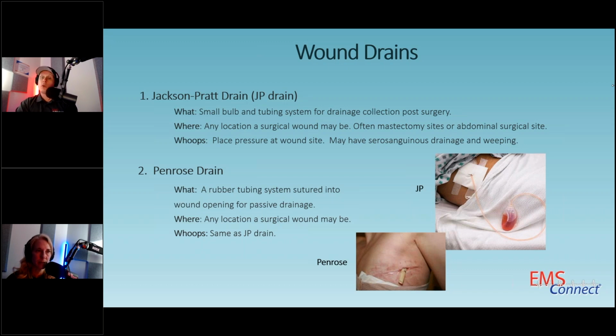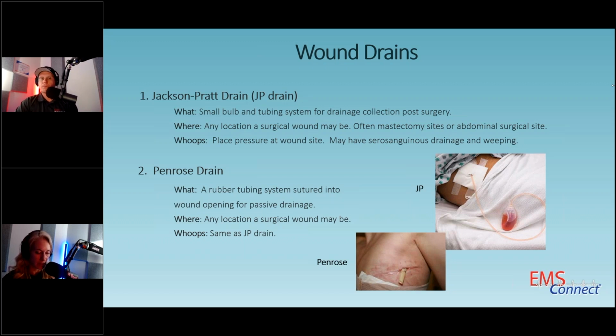Is that color normal? And don't get misled where it says JP drain, where you might have drainage or weeping. That's not a bad thing. Drainage and weeping is a normal thing. That doesn't mean it's become dislodged. So if for some reason there is a dislodgement, the fact that you have fluid does not mean it's becoming dislodged.